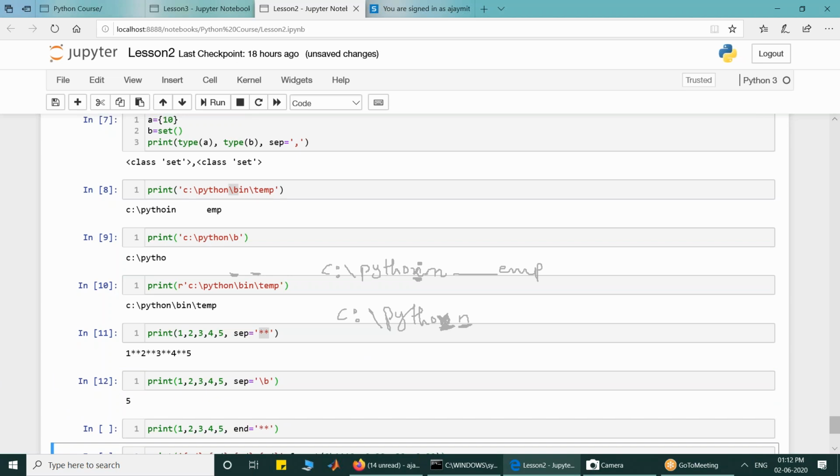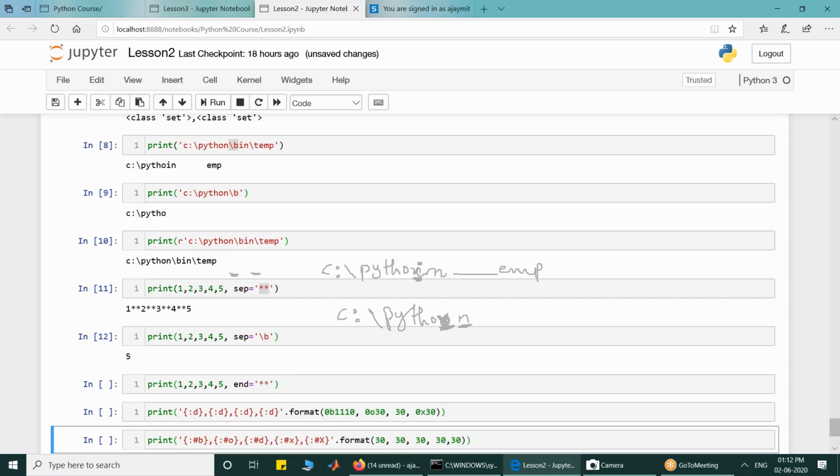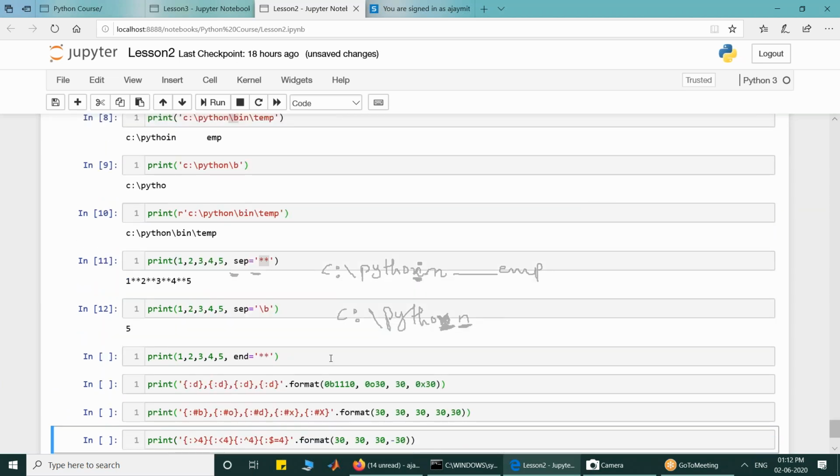What would be the output of 1, 2, 3, 4, 5 end with asterisks? What would be the output of this? Tell me quickly.